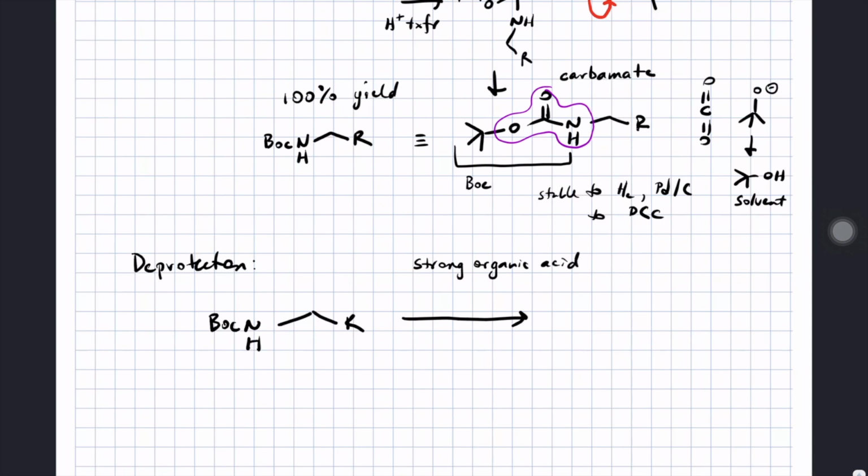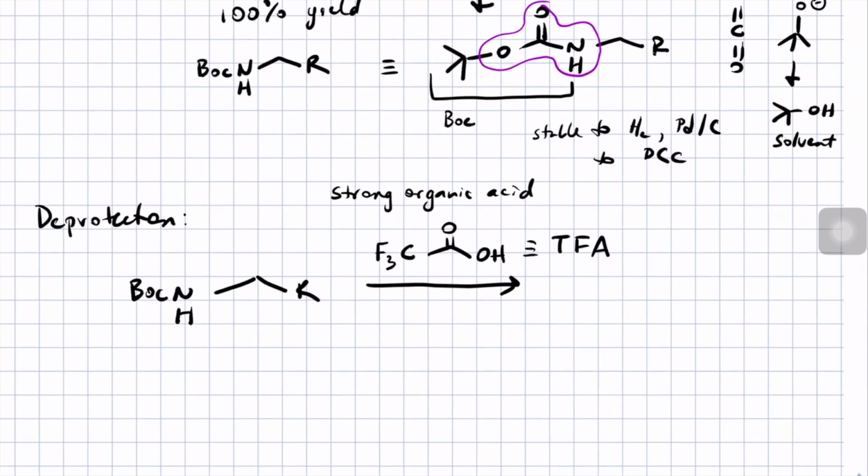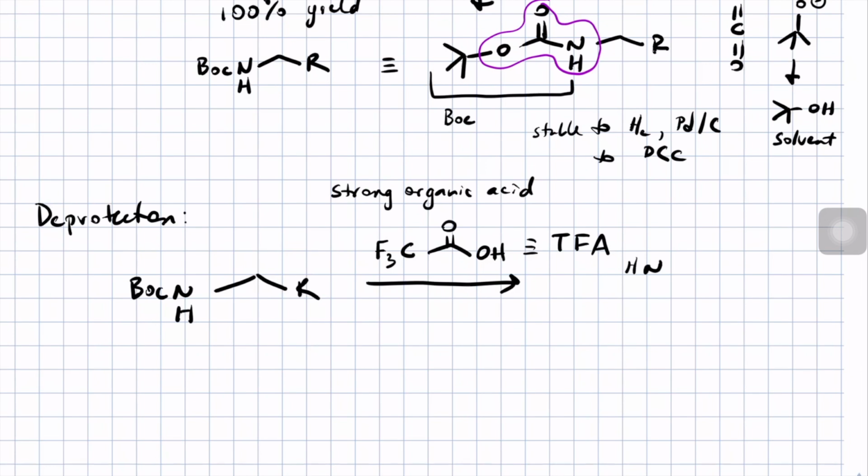And the acid of choice is frequently trifluoroacetic acid, which is more acidic than acetic acid due to the neighboring fluorine groups. We'll often abbreviate that as TFA. So the Boc group gets removed, the amine is released, usually as the ammonium ion. We lose CO2 and we also lose tert-butanol.